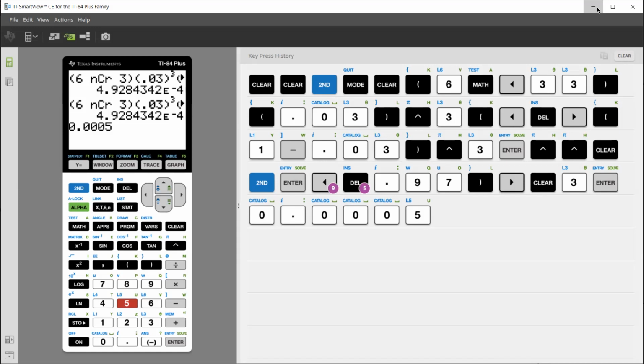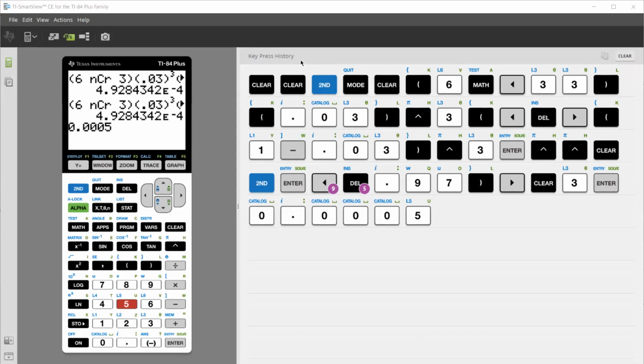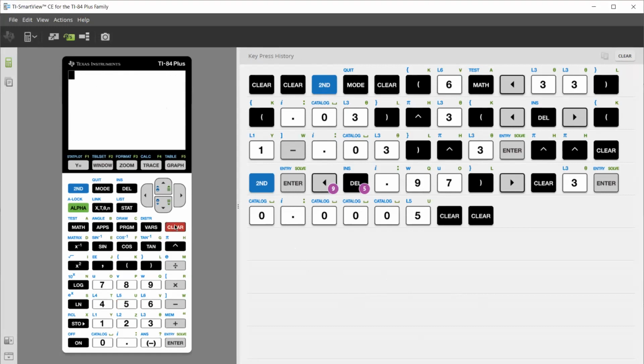Okay, let's go back to the calculator and see what we've got here. Am I sharing the screen? No, I'm not. Let me fix that. Okay, can you see? Probably not. I don't know what I'm sharing, but I don't think it's the calculator. All right, so now let me clear this out and we'll do it.